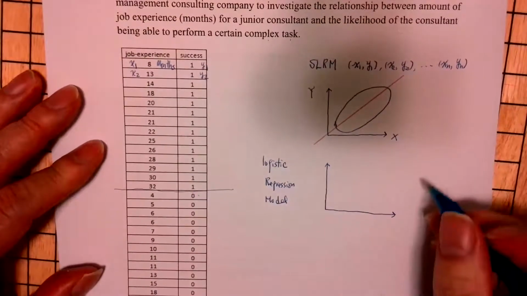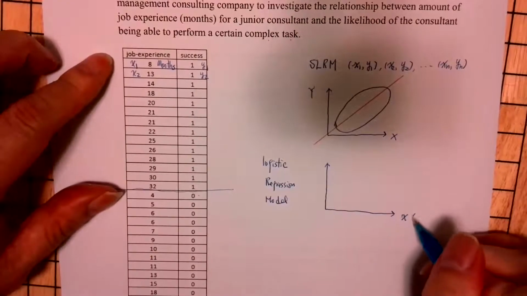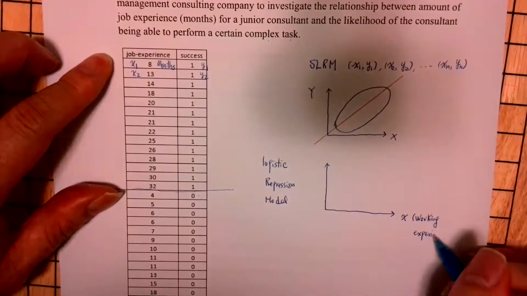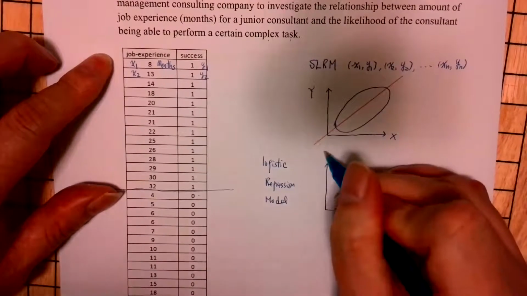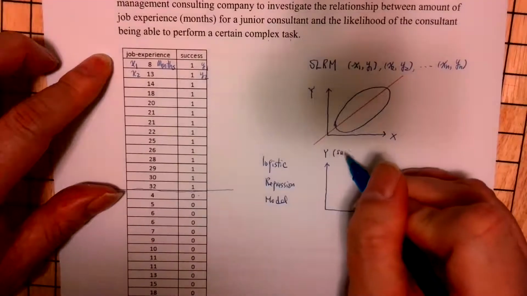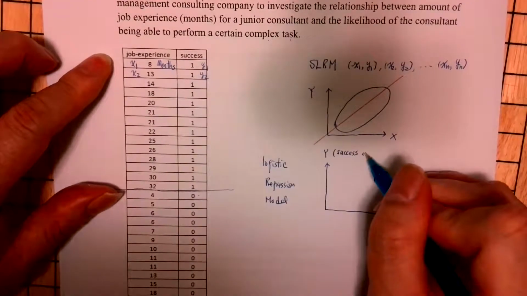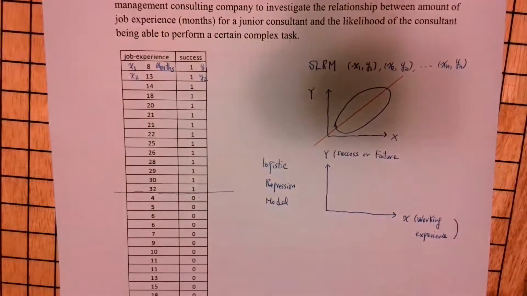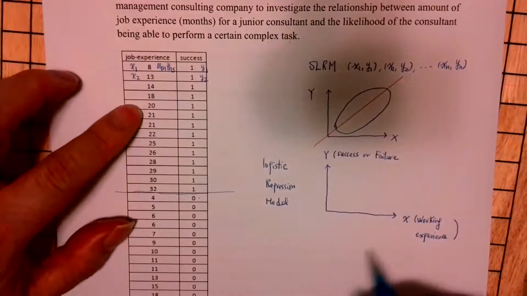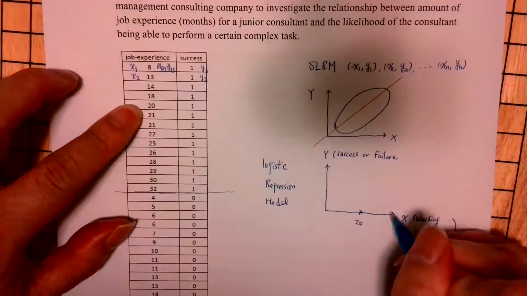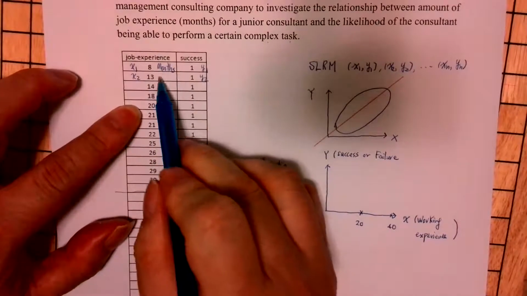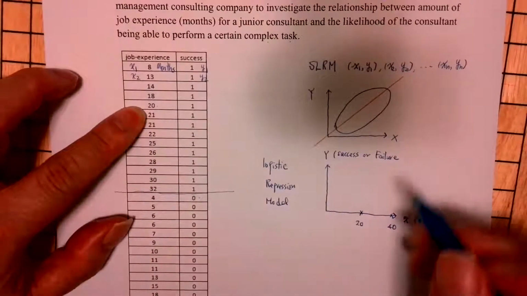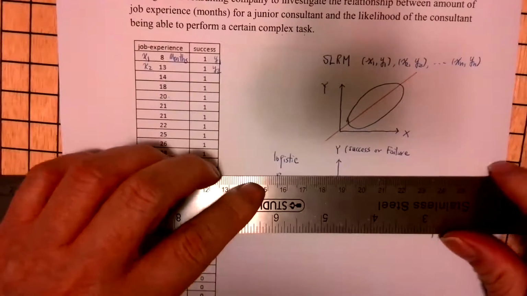Okay, the data set: X is working experience, and Y is successful or not. Successful, you code it by 1. Suppose this is 20 months old, this is 40 months old. Look at 1, 2, 3, 4, 5, this data set. A junior consultant, working experience is 20 months, and that is success, okay?